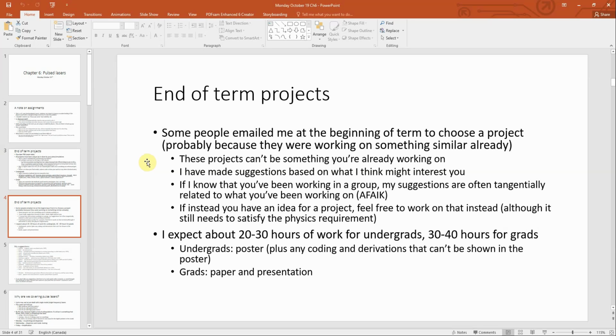It's also something that we want you to learn something, right? You're taking this course not just so you can reproduce something you're already working on. We want you to learn something in this course. So it can be tangentially related, but not directly related to what you're already working on.